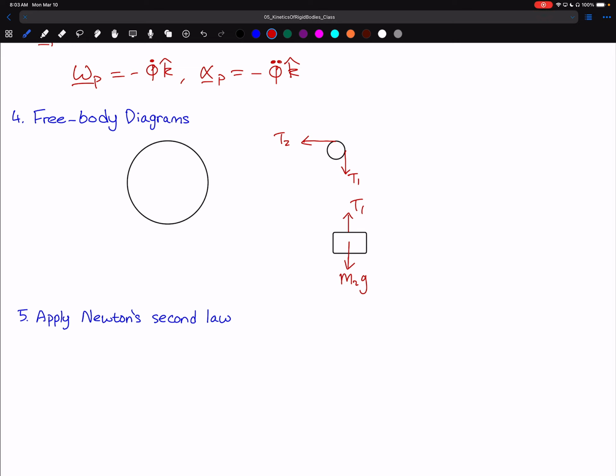Now on the disc, we'll have some tension at the top, pulling it to the right. That is T2 here. We have gravity pulling it down. We call that, let me check, should be M1G. And then there's a force applied at the center here. That force is F of T. Then we'll have some normal force that pushes up. And then we'll have a friction force that goes to the left here. We'll just call that FF.